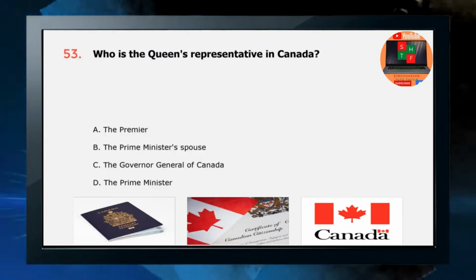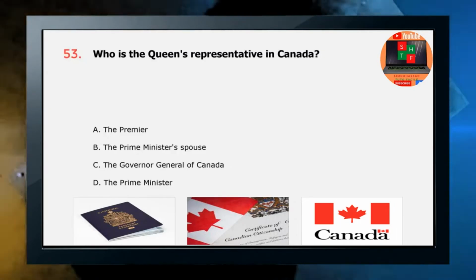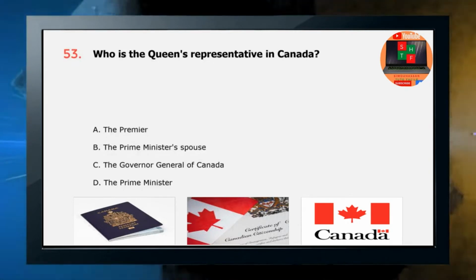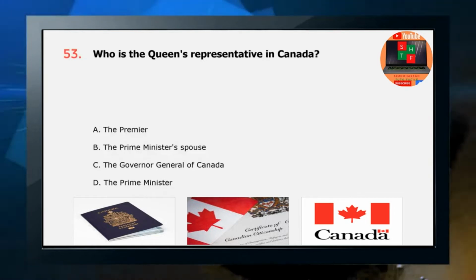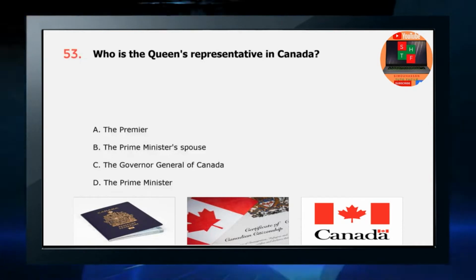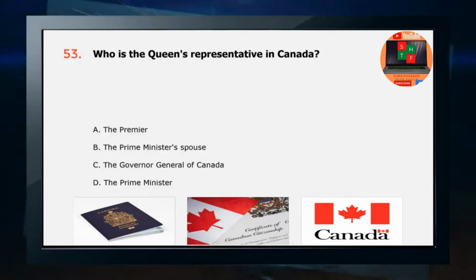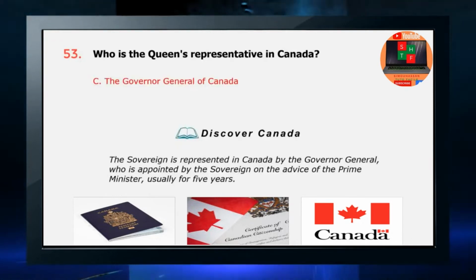Who is the Queen's representative in Canada? A. The Premier. B. The Prime Minister's spouse. C. The Governor-General of Canada. D. The Prime Minister. The answer is C. The Governor-General of Canada.